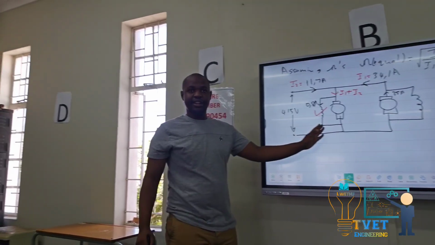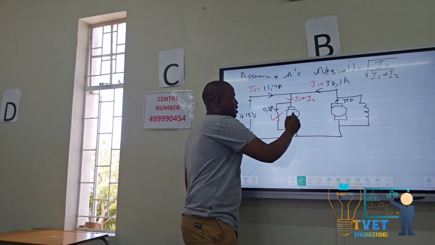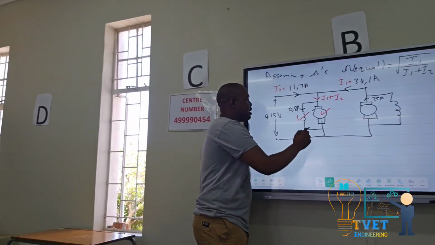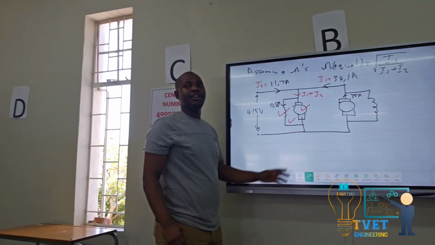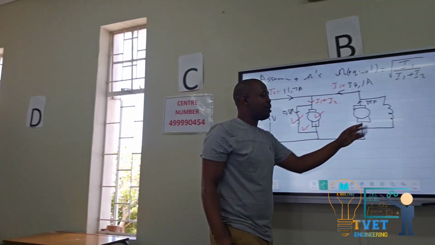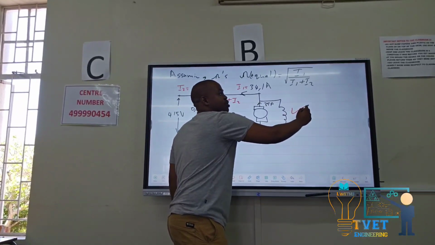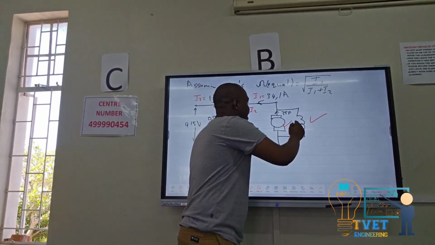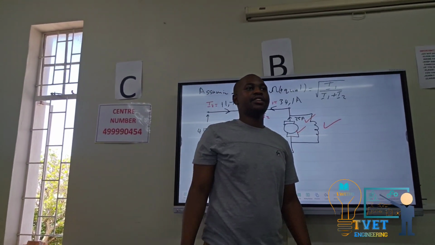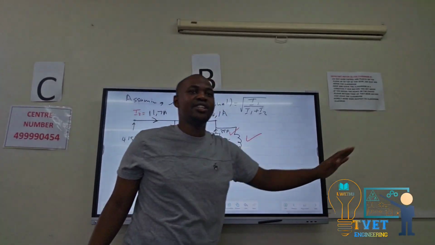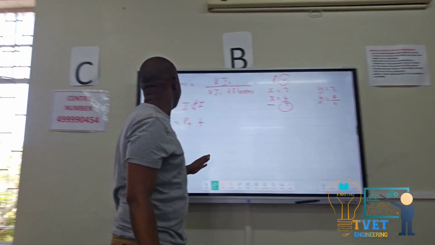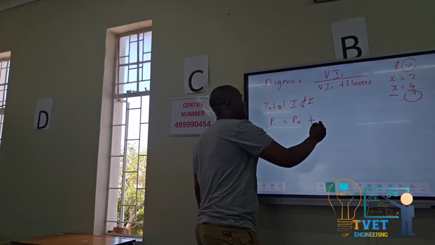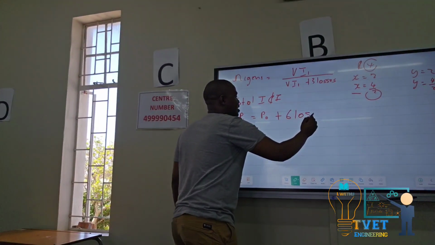What do we have? Field copper loss, right? What else? Armature copper loss of the motor. Then the motor also has iron and what? Friction loss. Same with the generator, what do we have? Field copper loss, armature copper loss of the generator, iron and friction loss. So we have a total of 6 losses. Hence input power is equal to output power plus what? 6 losses.